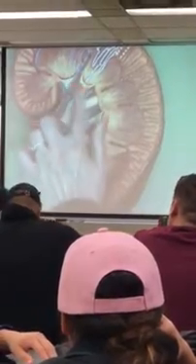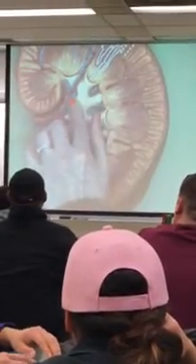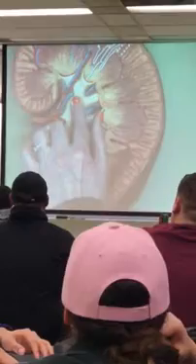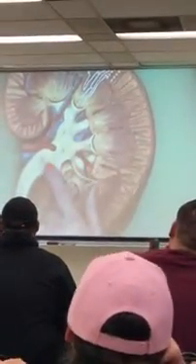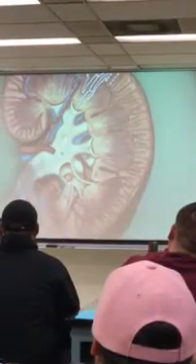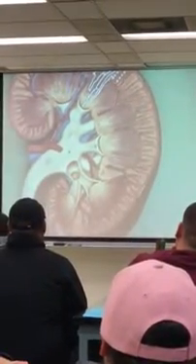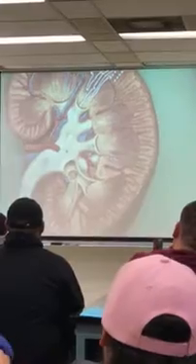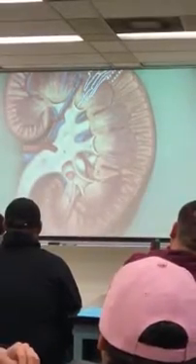So two or more minor calyces, there's three, come together to form a major calyx. And then the minor and major calyces form the pelvis. And then the pelvis narrows to form the ureter. Okay? So we'll come back to that when we follow it through with the bladder.